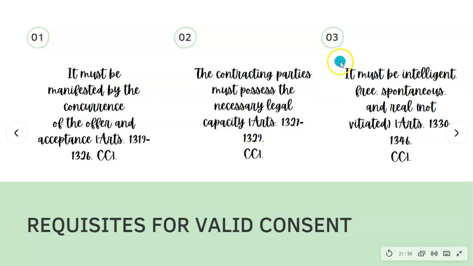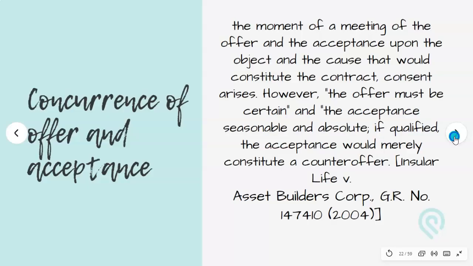And the third requisite for a valid consent is that it must be intelligent, free, spontaneous, and real. So, not vitiated. There are also vices of consent that we will be discussing later. That is covered under Articles 1332 and 1346 of the Civil Code.